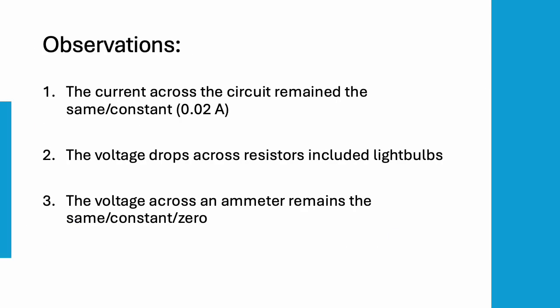Some observations I had during the lab were that the current across the circuit remained the same, and that we measured that at 0.02 amps. Another thing was that the voltage drops across resistors, including light bulbs, which can act as a resistor, and that the voltage across an ammeter remains the same, which would be 0.